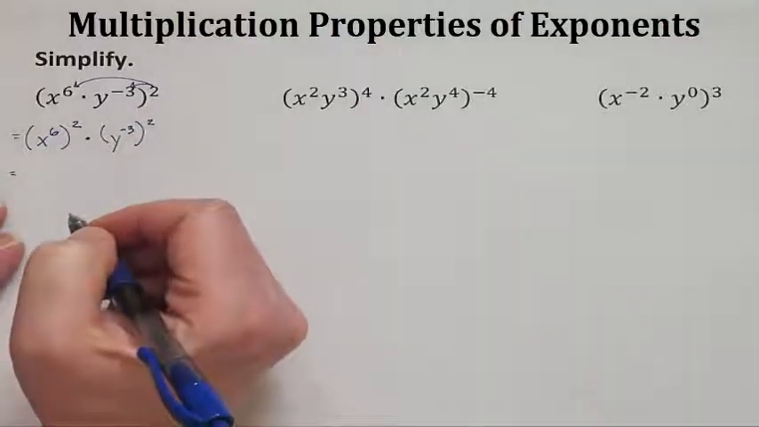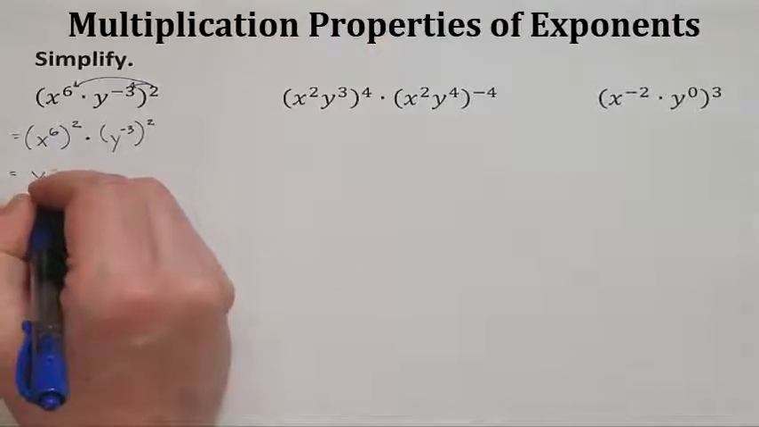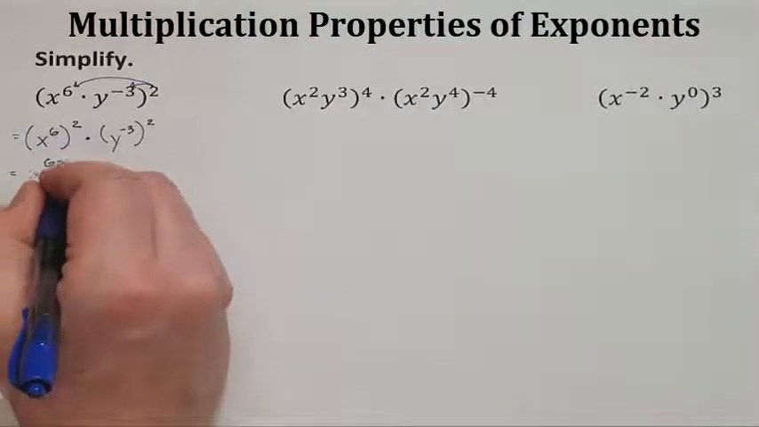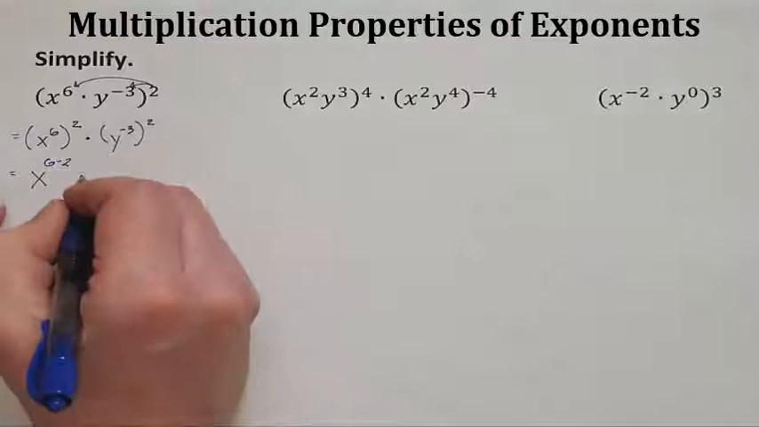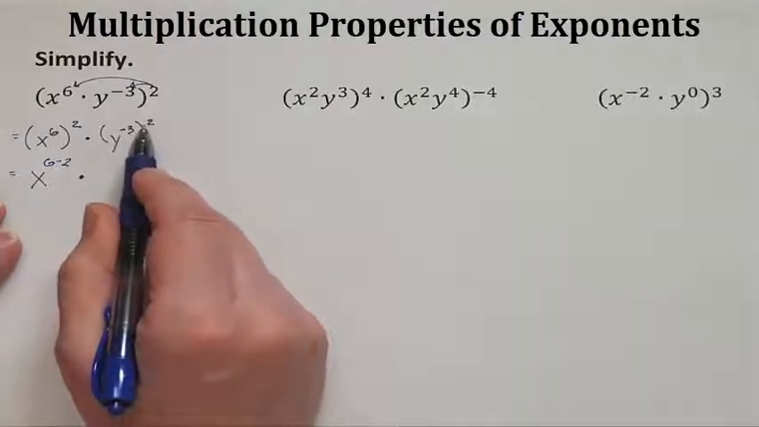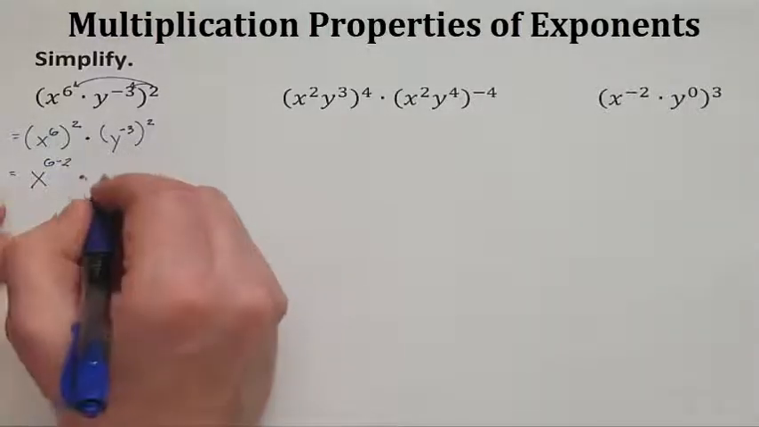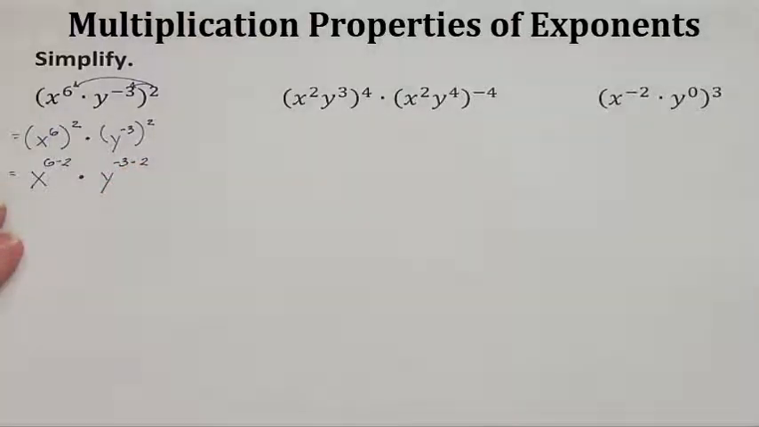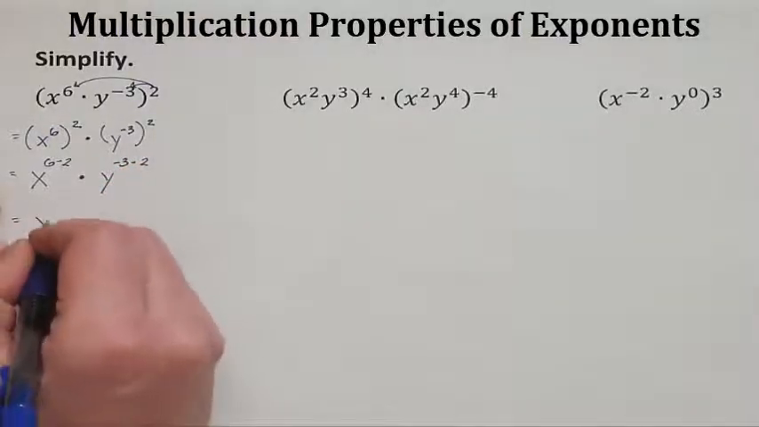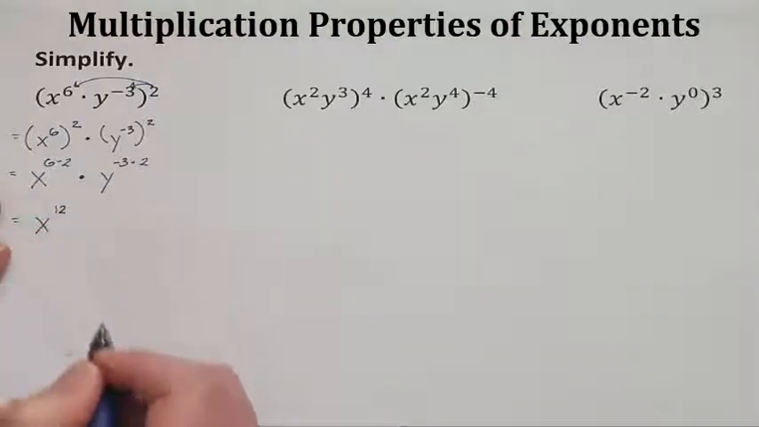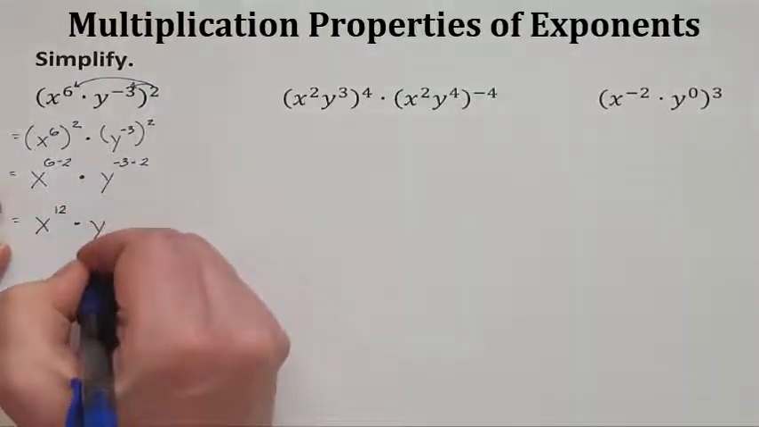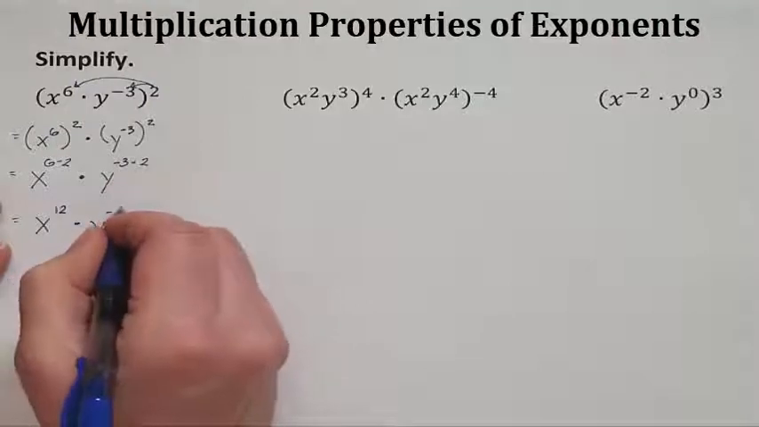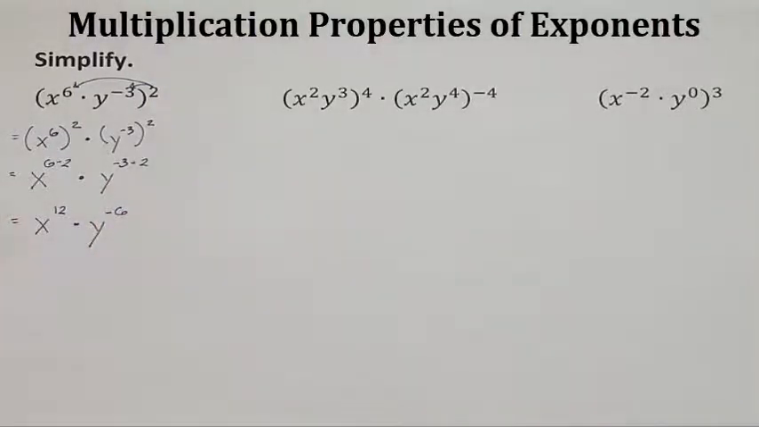That is the power of a power rule, which means we're multiplying. So this base of x is to the 6 times 2. This is multiplied by, I see powers next to each other, so this is a power to a power rule. So that base of y is to the whatever -3 times 2 is. So I have x to the 6 times 2 is 12 times y to the -3 times 2 is a -6. Now we've appropriately applied our rule, but your answer needs to be in simplest form.